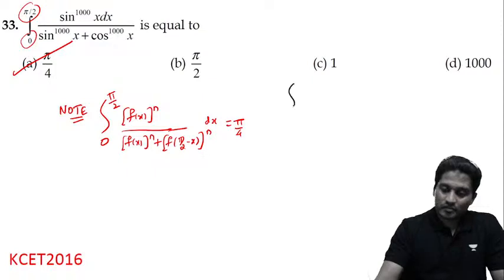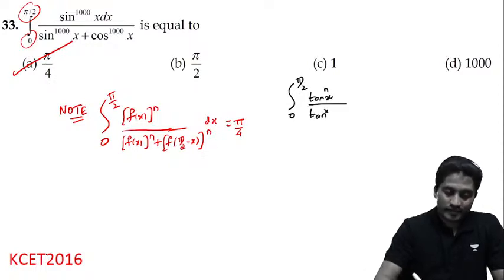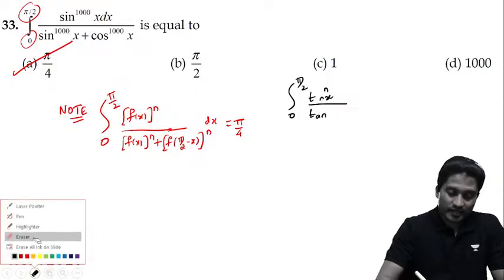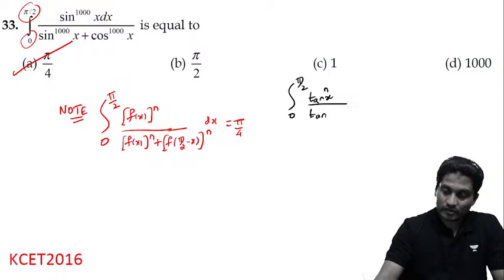Similarly, if limit is 0 to pi by 2, I can have tan x to the power of n divided by tan x to the power of n plus cot x power n. With any power, answer is pi by 4. Again, tan x power n over tan x power n plus x power n, with any power, answer will be equal to pi by 4.